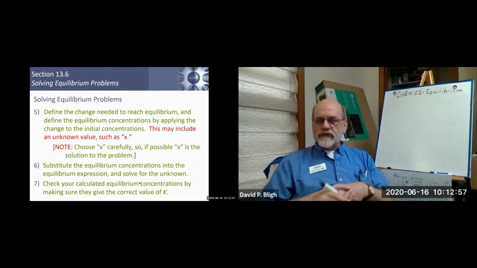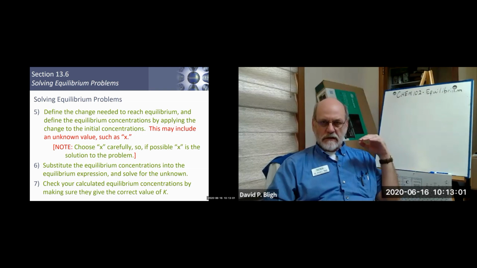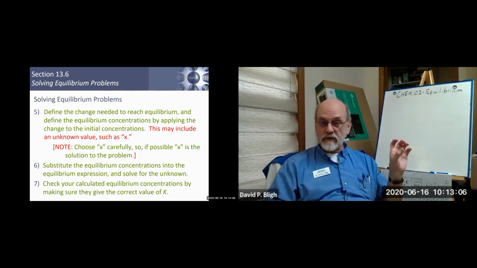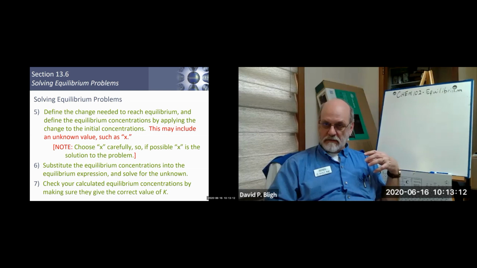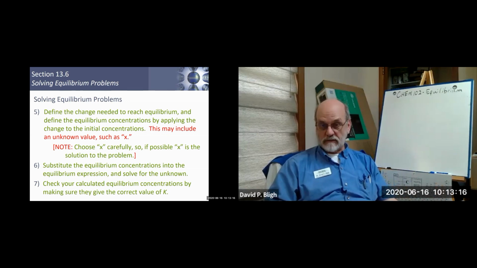Then once you've used that unknown value to generate the equilibrium values, even with their variables intact, then you substitute those equilibrium expressions into your K expression and solve for the unknown.